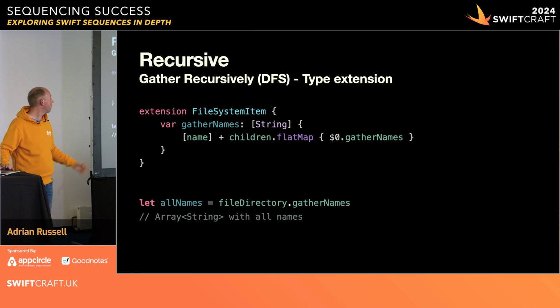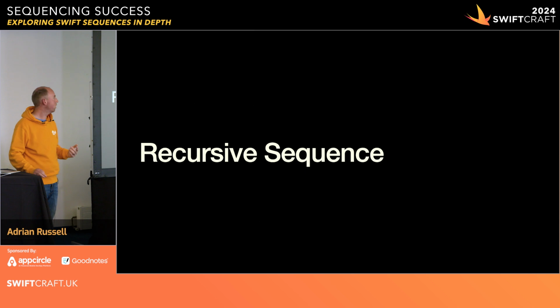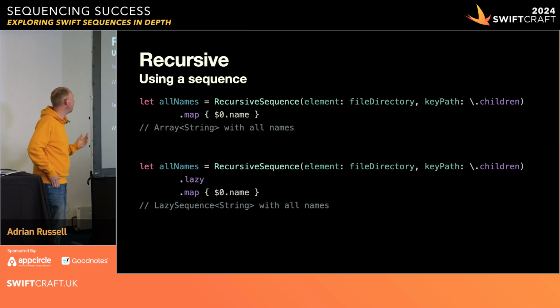But say we want to do sequence things and we want our code to be usable. And say, if we were to extend our file system item to have file sizes and we wanted to do the same, getting the sum of the file sizes, we then need a new property or a new function to go through and gather them. So we're going to make a simple recursive sequence that allows us to wrap recursive structures into a sequence. And we can see the sort of end structure for how this is going to be. We're specifying an element being the file directory. We're going to specify the key path for its children. And then we can use all those lazy and map and filter and everything functions that we have before.